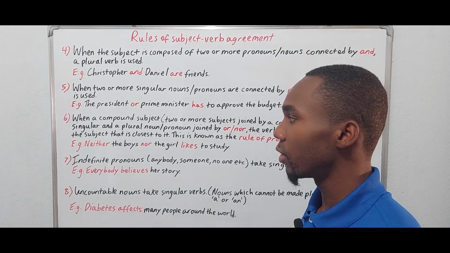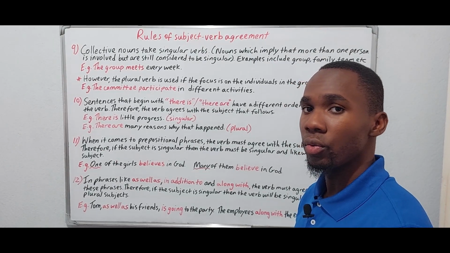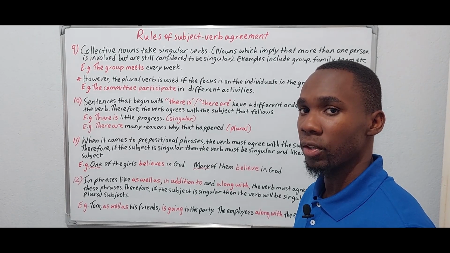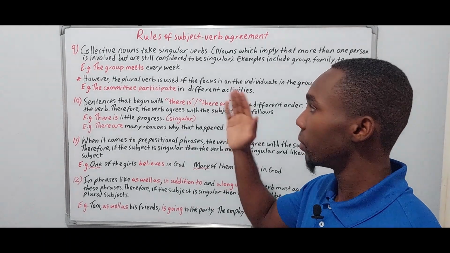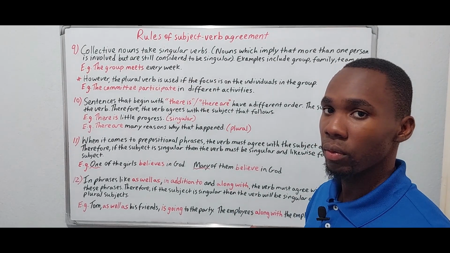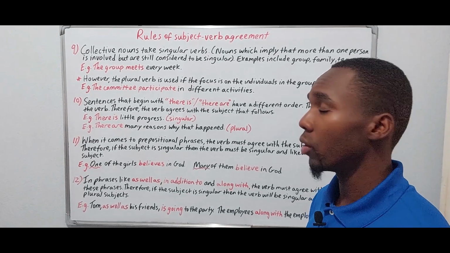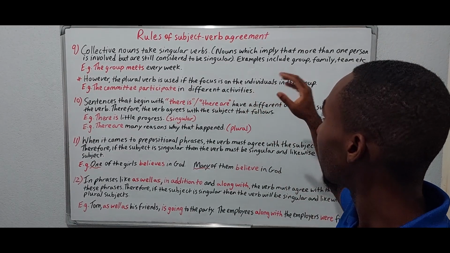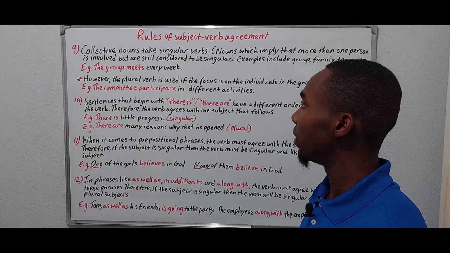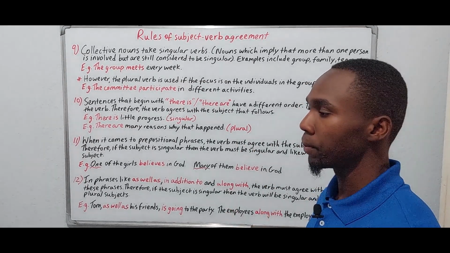So these are some more, but we continue. We move on to the final rules when it comes to subject-verb agreement in English. Rule number 9. Collective nouns take singular verbs. And if you do not know what a collective noun is, collective nouns refer to nouns which imply that more than one person is involved, but are still considered to be singular. Examples include group, family, team, etc.